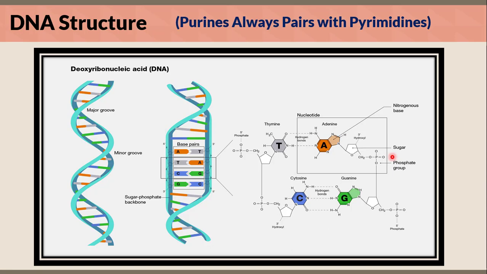Purines always pair with pyrimidines. As you can see here is purine, or pure as gold. Its members are adenine and guanine, which are paired with cut the pie, which is cytosine and thymine. Purines always pair with pyrimidines. It is a crucial statement. Here are the base pairs, thymine, adenine, cytosine, guanine, to form the deoxyribonucleic acid.